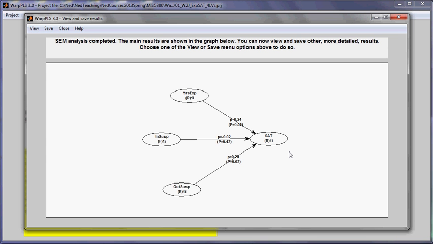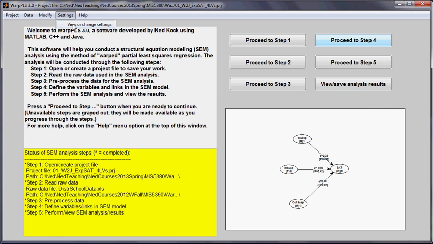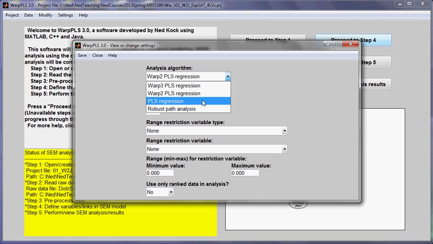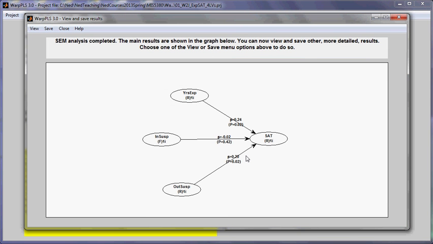This analysis employs an algorithm that allows one to identify and take into consideration noncyclical nonlinear relationships, which are relationships such as log, exponential decay, as well as quadratic relationships. And in order to do this analysis, I changed the settings to WarpPLS regression. The PLS regression algorithm would have done the analysis linearly. Robust path analysis also would have done the analysis linearly, but with a simpler algorithm. So I used this particular one here, WarpPLS regression. And I obtained these results here.